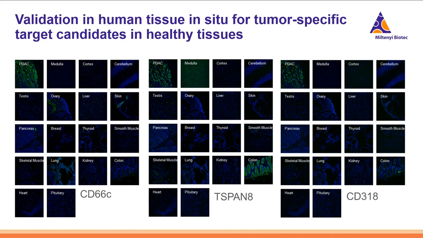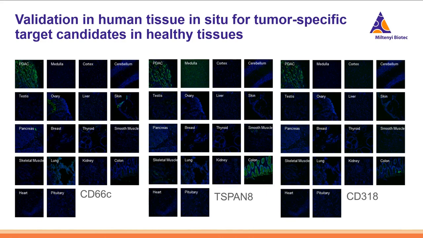So the next aspect of this is, while we have high specificity for the tumor, we want to be able to limit those off-target effects. We don't want the specific targets that we're looking at to also be expressed in other areas of healthy tissue. So what I'm showing here is an example of three of the four targets, CD66C, TSPAN8, and CD318, that again showed high specificity to the tumor.